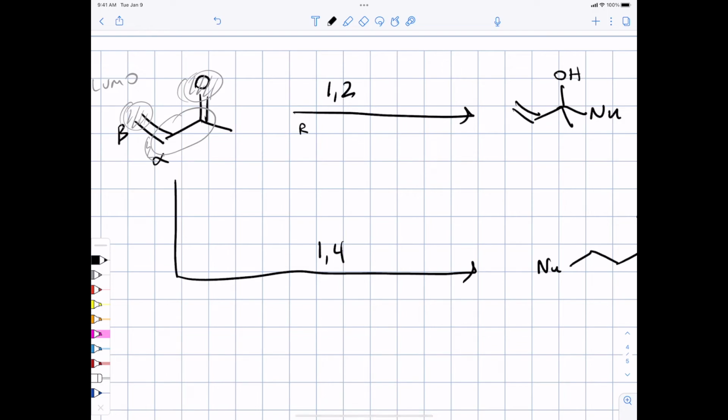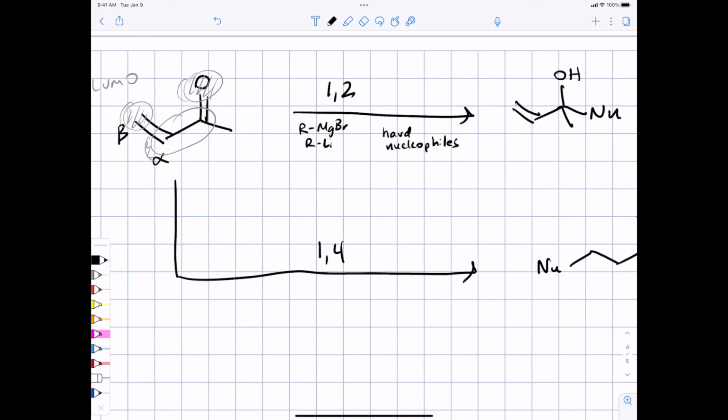In introductory OChem, I think you were told that the Grignard reagents and the organolithium reagents prefer 1,2 addition. This is true especially for hard nucleophiles. Hard nucleophiles, remember, are those that are typically small and have negative charges on them.